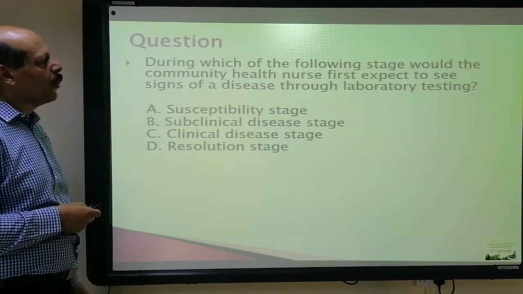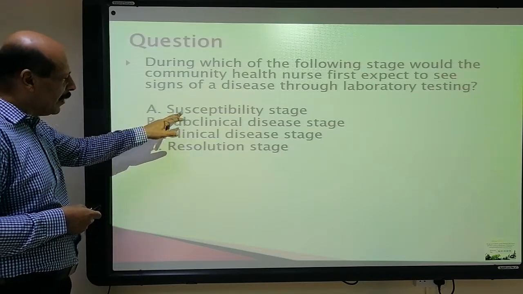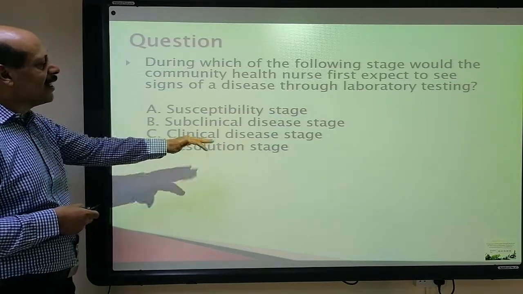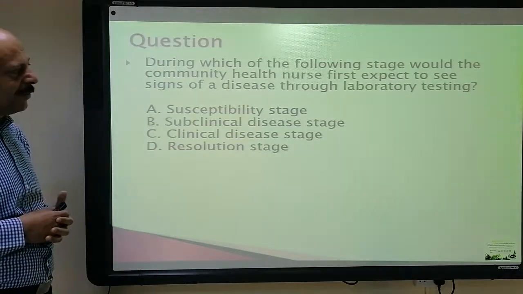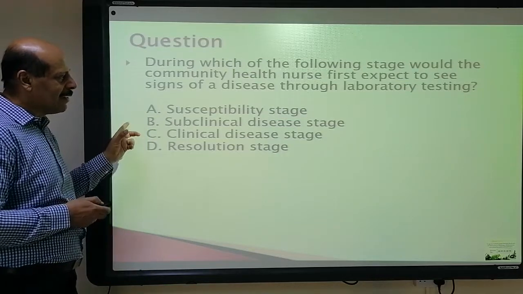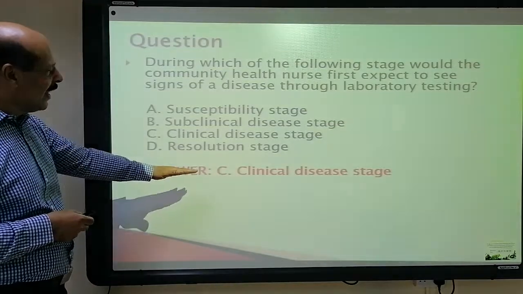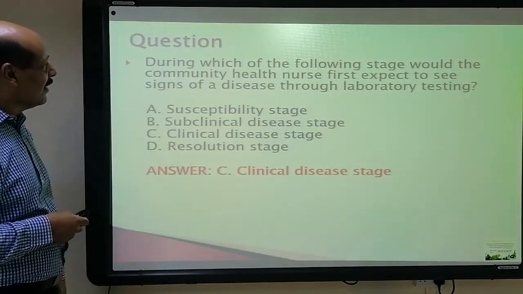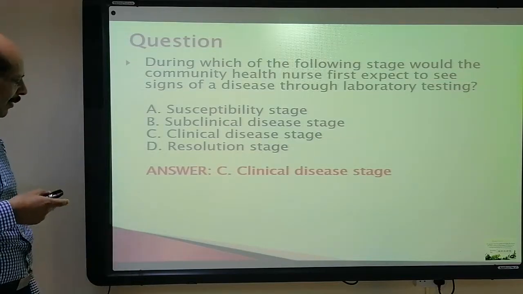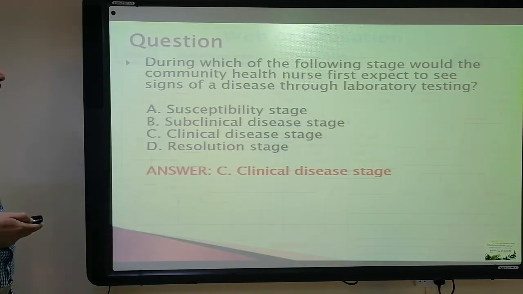So, during which of the following stages would the community health nurse first expect to see signs of the disease through laboratory testing? Is it during the susceptibility stage, the subclinical disease stage, the clinical disease stage, or the resolution stage? You can find the answer. Did you find the answer? Which one is it? It is the clinical disease stage. So during the clinical disease stage, you can find out the infectious agent.